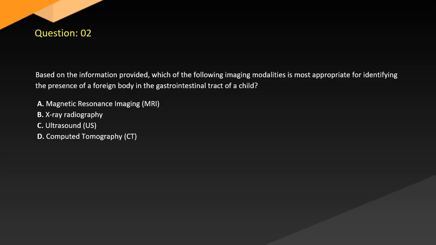Question 2. Based on the information provided, which of the following imaging modalities is most appropriate for identifying the presence of a foreign body in the gastrointestinal tract of a child? A. Magnetic resonance imaging, MRI. B. X-ray radiography. C. Ultrasound. D. Computed tomography.